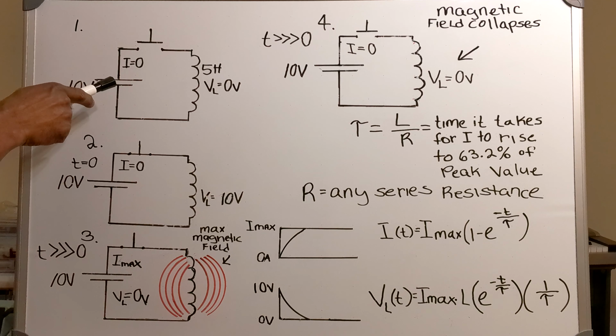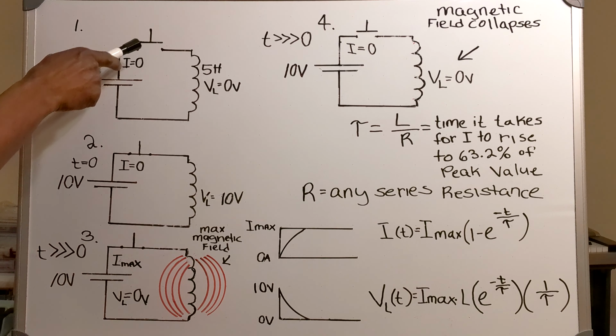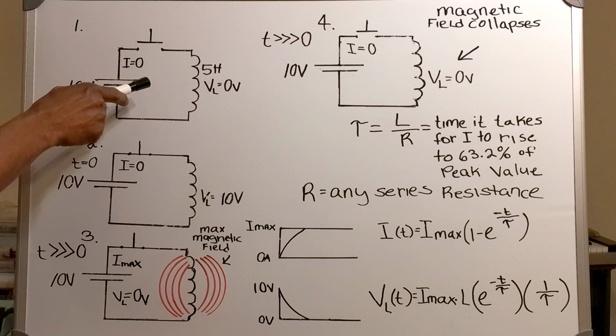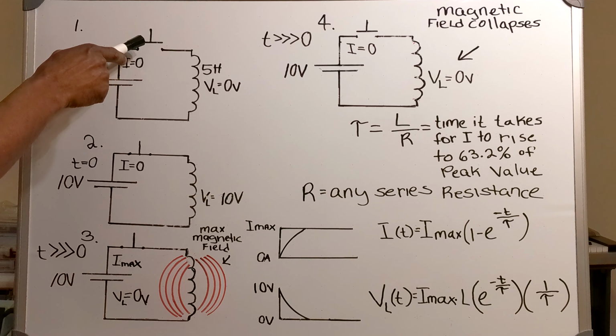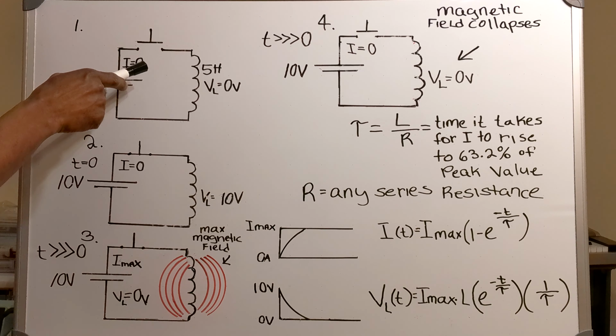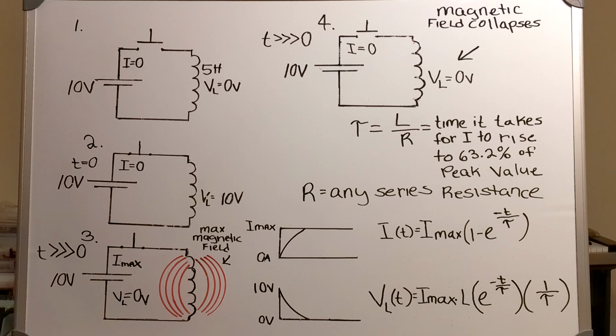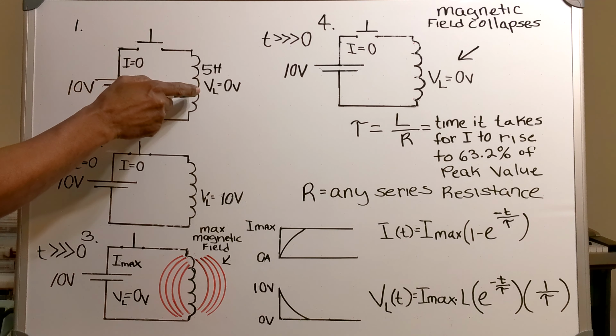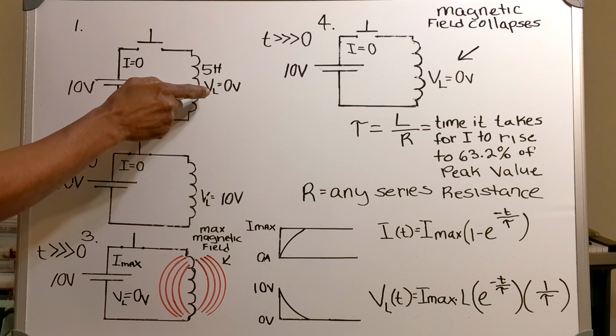The question is, what is happening in this circuit? The switch is open. So what is happening in this circuit? The answer is absolutely nothing. Zero current, and on the output I've got 0 volts.